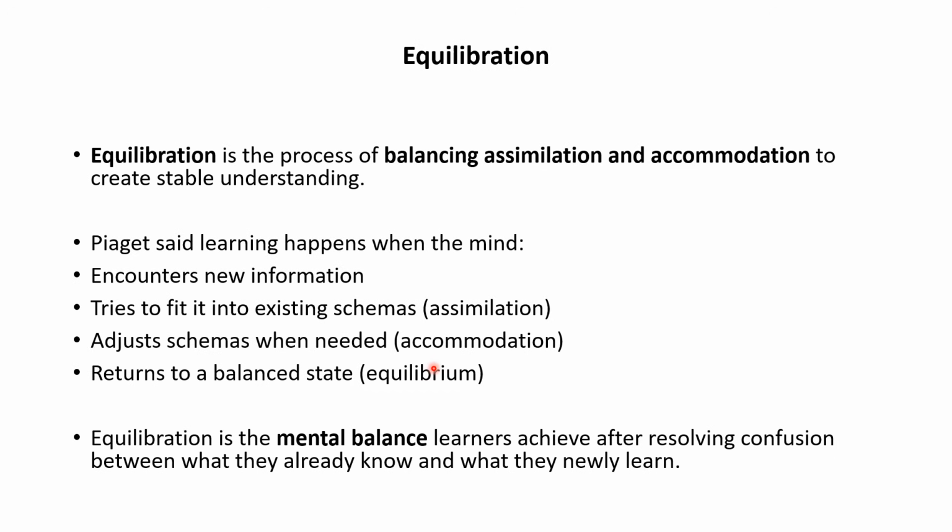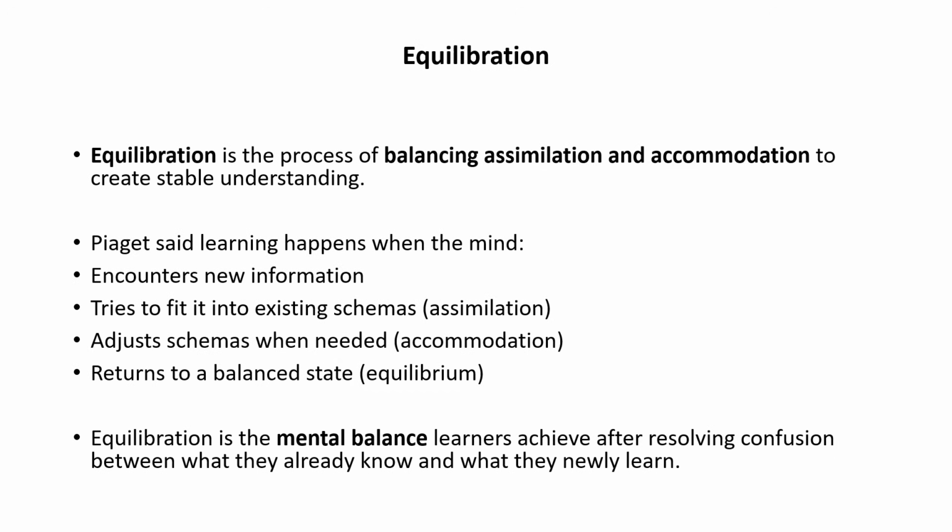Equilibration, or equilibrium, is the mental balance learners achieve after resolving confusion between what they already know and what they newly learn. So in this case, equilibration is just something to settle the confusion between assimilation and accommodation, and then at the end everything is balanced.